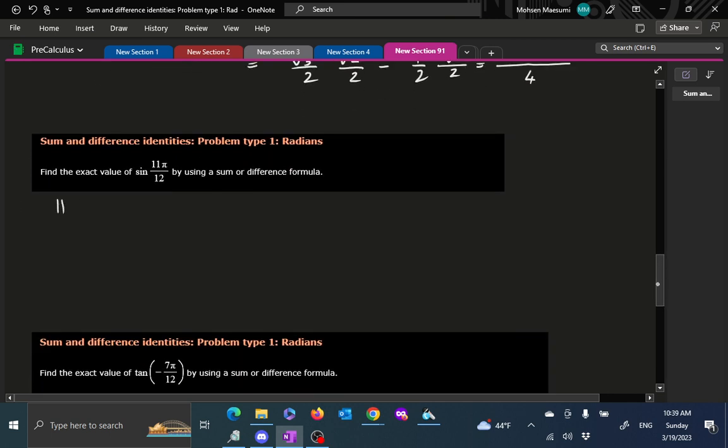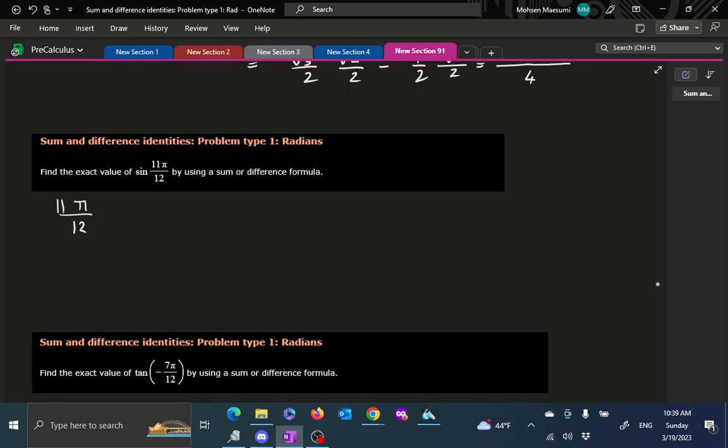Now 11 pi over 12. So I want to take 11 pi over 12. Option number 1 is to convert this to degrees. Here's a convenient thing: pi over 12 in radians is the same as 15 degrees. So 11 pi over 12 is going to be 11 of these, which is 165 degrees. Then 165, for example, you write as 120 plus 45, or other options.